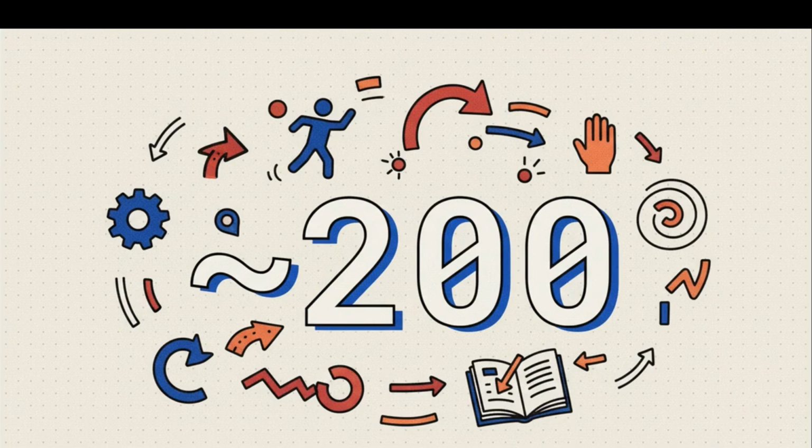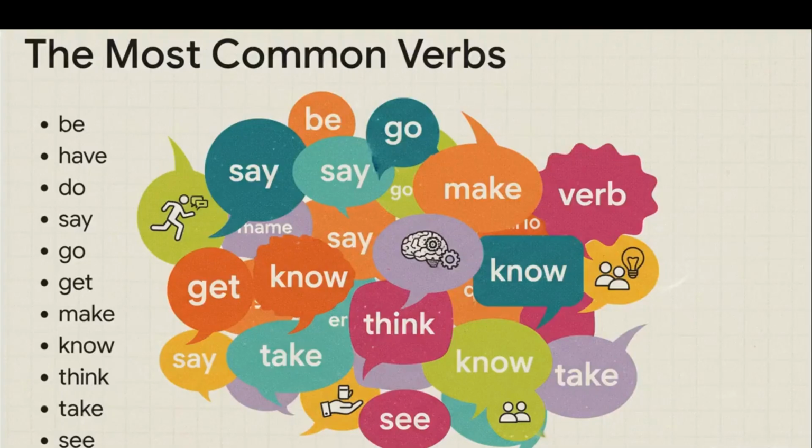So, just how many of these rebels are we dealing with? Well, in modern English, it's about 200 that we use pretty commonly. Now, that might sound like a huge number, but what's way more important is which verbs they are. And here's the kicker. The most common, most frequently used verbs in the entire English language are all irregular. Think about it. You can't even have a simple conversation without using most of the verbs on this list. That's why we can't just ignore them. They're absolutely essential.